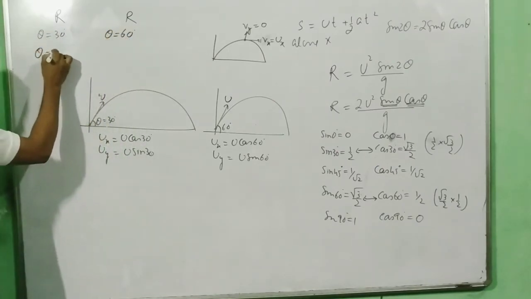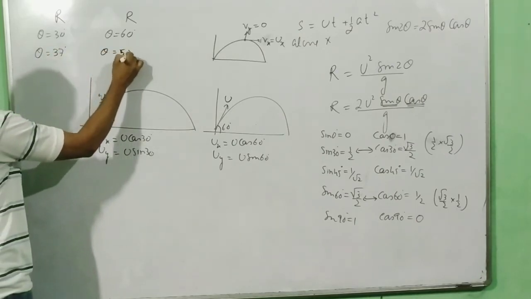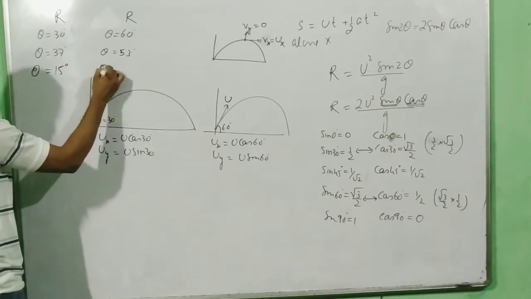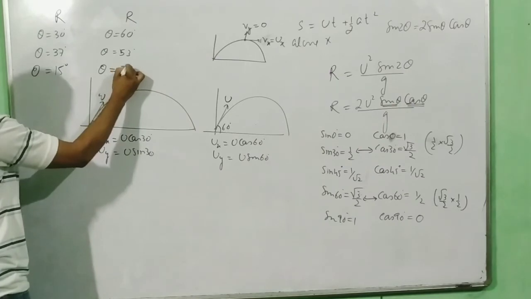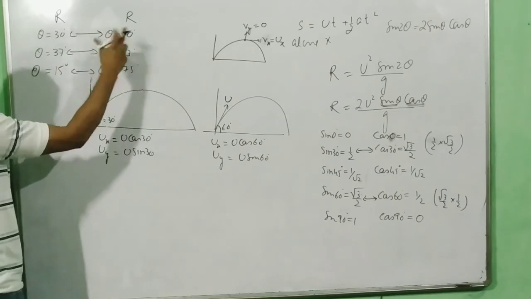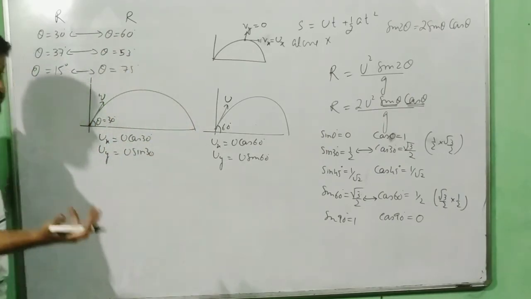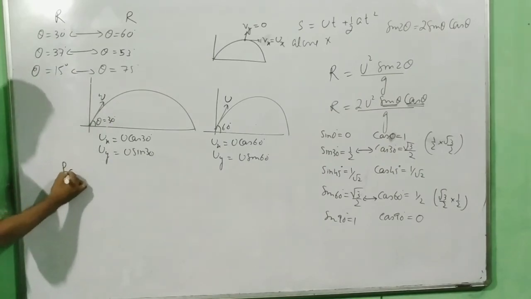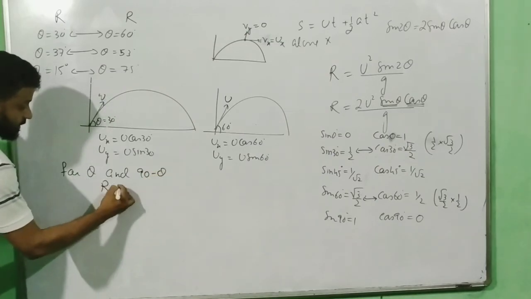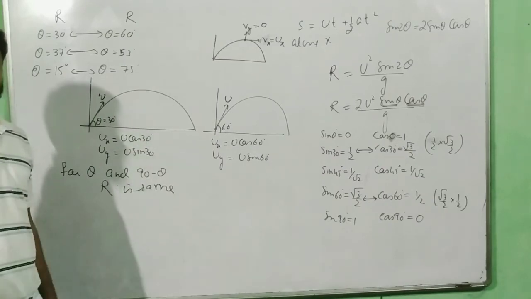Or you can say 37 degree or 53 degree, I will get the same range. Or theta equal to, let us say, 15 degree, or theta equal to 75 degree. All this will give you the same range. 30, 60 will give you the same range. 37, 53 will give the same range. 15, 75 will give you the same range. That means for theta and 90 minus theta, the range is same. Make a note, provided the initial velocity is same.